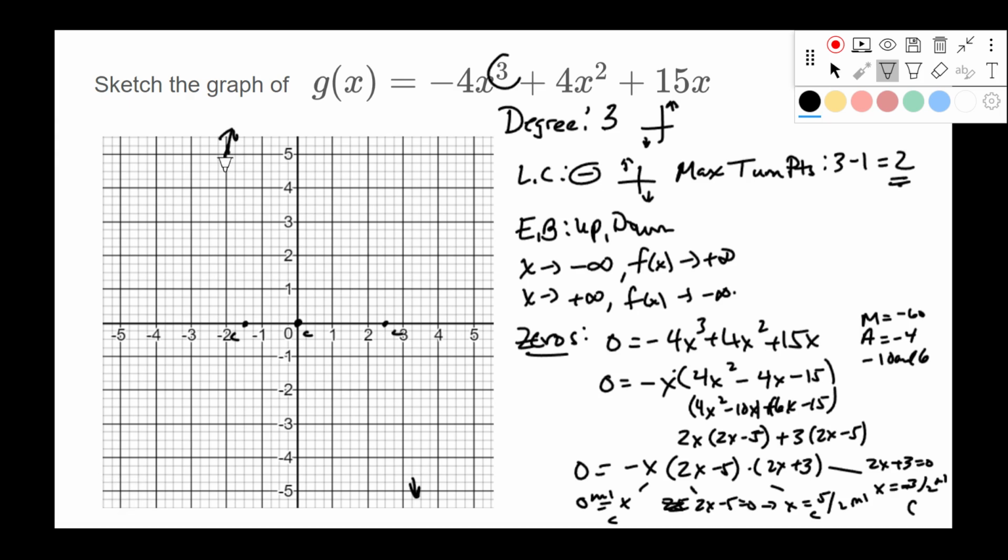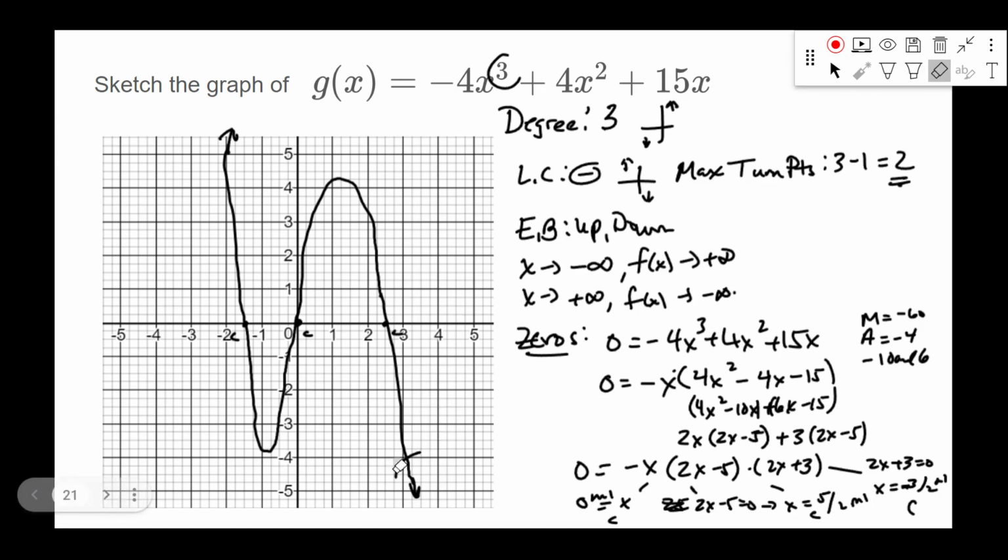So I'm going to start up here. I'm going to come down through this 0. I'm going to cross over. I'm going to reach the bottom, but then I have to go through this 0 here. I'm going to cross again. I'm going to come up. I'm going to reach a max because I have to go back through this 0 again. Cross over, and that's my end behavior there. Down on the right-hand side. And that's your correct answer. Okay, and there's your graph.